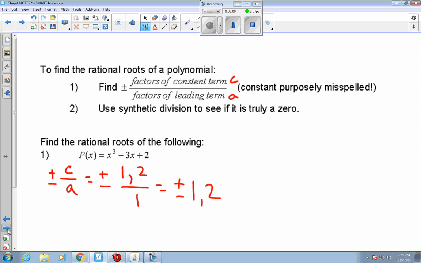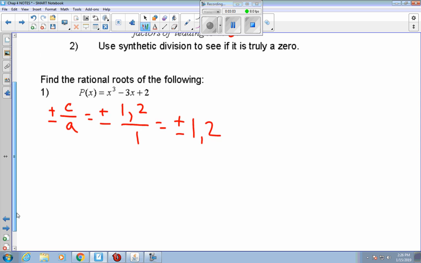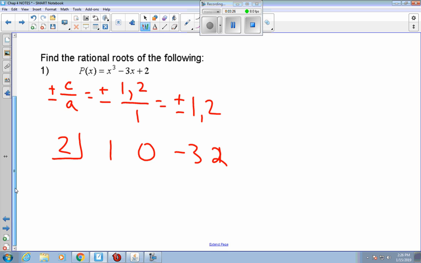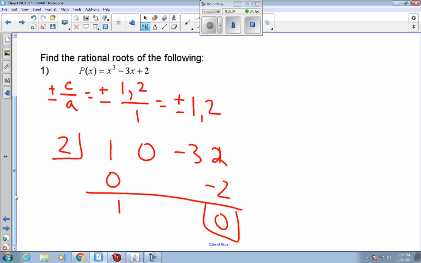Now what you have to do is plug them in. So we'll start with 2, just to show you what happens. Remember, synthetic division, we're going to try 2, but it has to go in descending order. So I have an x cubed, an x squared, which is 0, an x, and your constant. And what has to happen? We need this to be 0, so you need that to be a -2 in order for it to be a root.